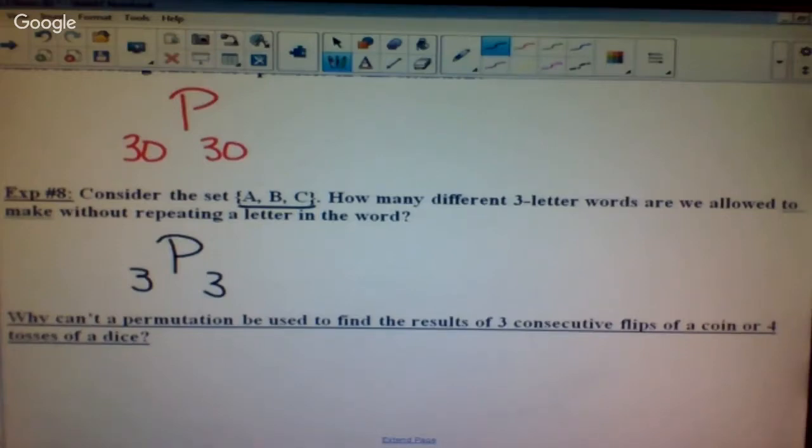So answer me this before we move on to combinations. Why can't a permutation be used to find the results of 3 consecutive flips of a coin or 4 tosses of a die? Because the answers are going to repeat. It can repeat. Think about it. When you flip a coin, do you then scratch off heads and you only have tails available? No. Every time you've got the same choices. The same thing with a die. If I throw a die, it also does not change.